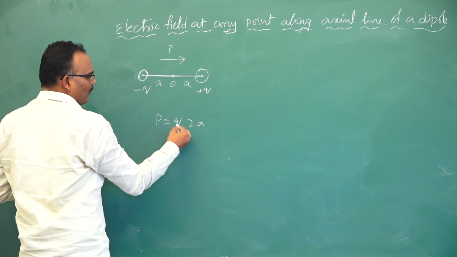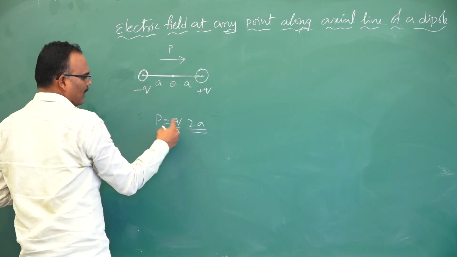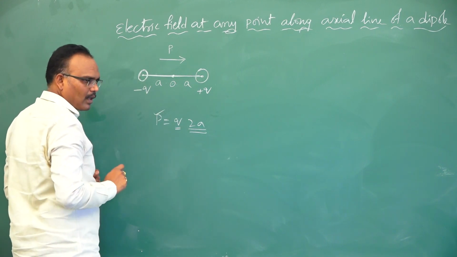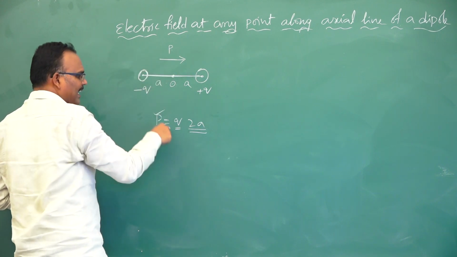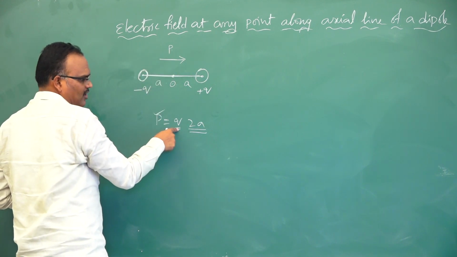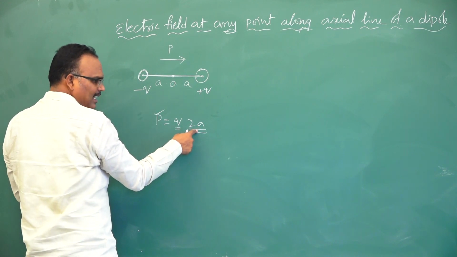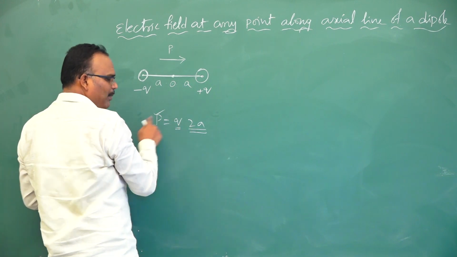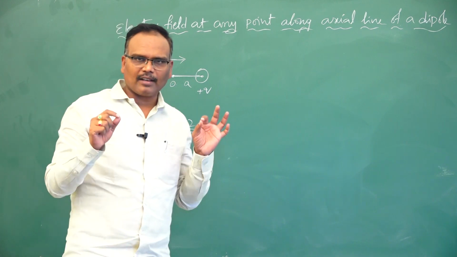If the magnitude of charge and the separation between the two charges remain the same, then the magnitude of dipole moment remains the same. If charges are increased or decreased, then dipole moment will change. Otherwise, if the distance between the two charges is changed, then only dipole moment will change. If charge and separation are fixed, the dipole moment of the dipole remains constant.